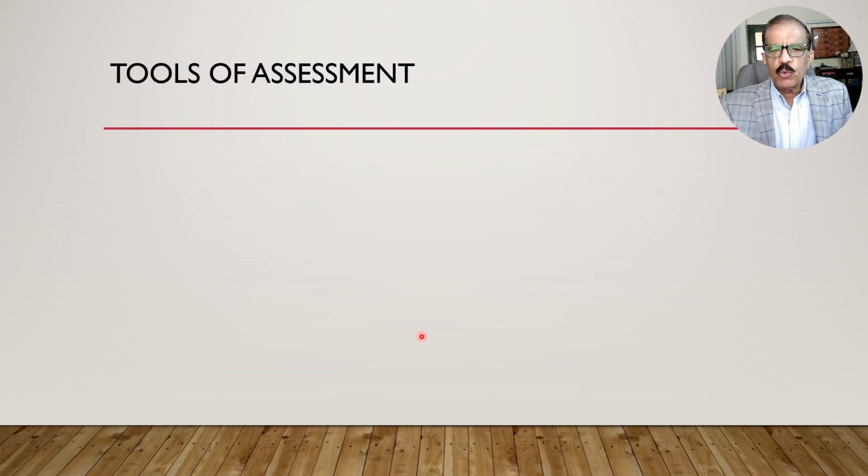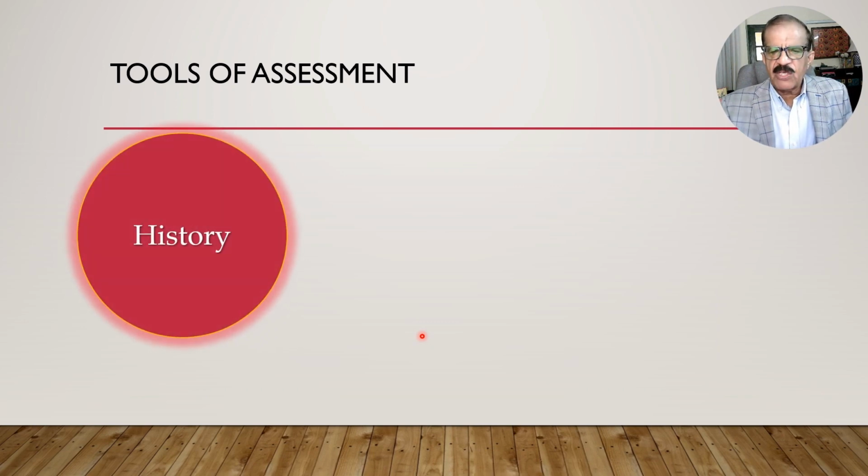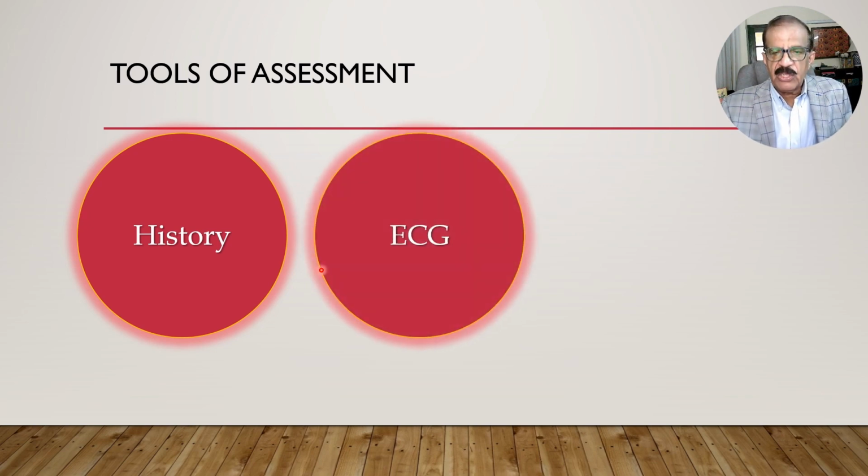So what are the tools of assessment? Of course, we have history. A careful listening to the patient will tell you if this is acute coronary syndrome. In fact, 90% of the clue comes from the history. So history is very, very crucial. You should take a focused history. And then ECG. ECG is another tool.